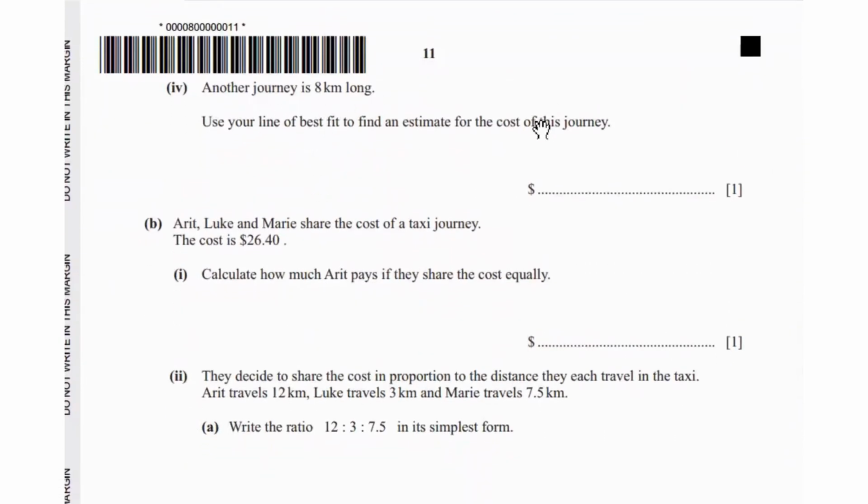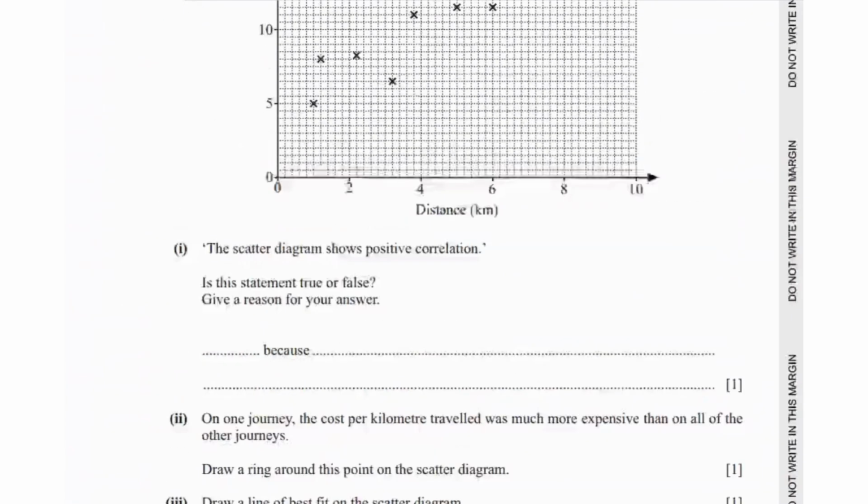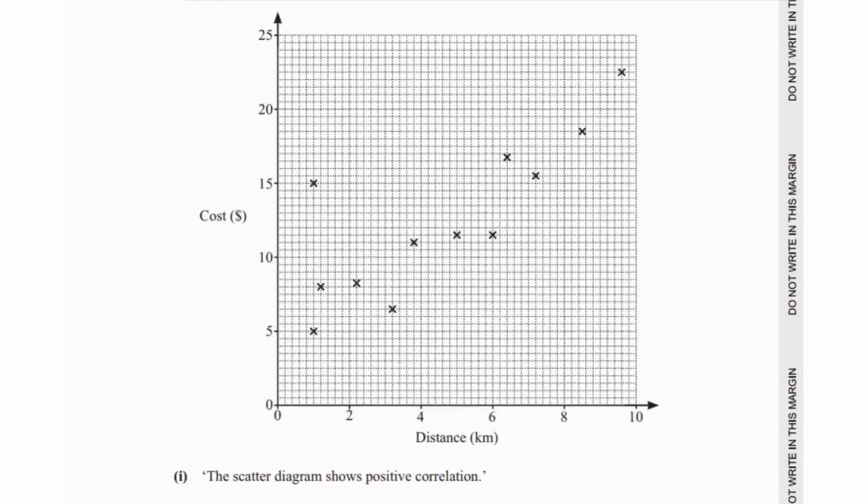Another journey is 8 kilometers long. Use your line of best fit to find an estimate for the cost of this journey. So 8 kilometers long. That's 19.5.